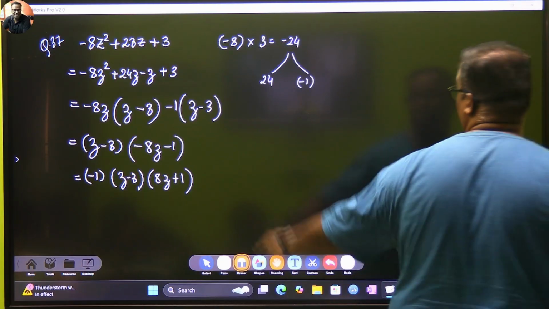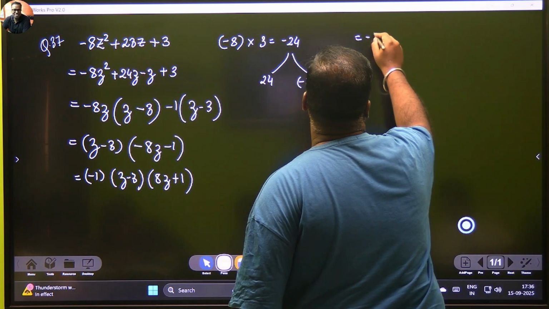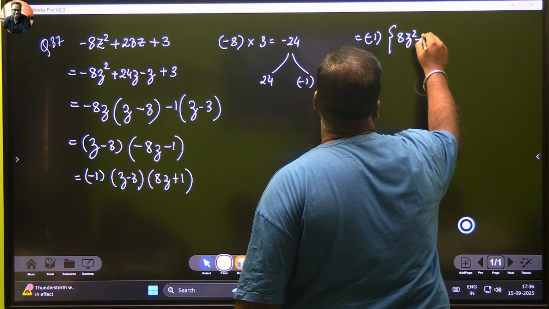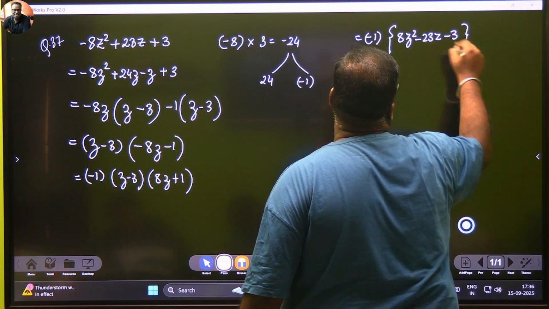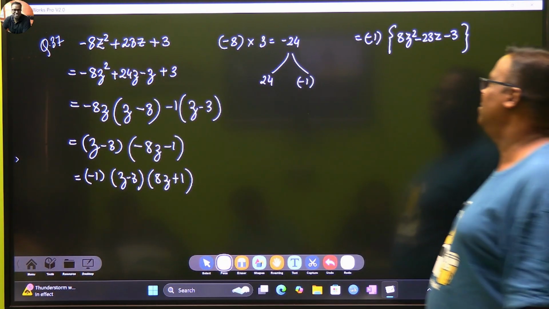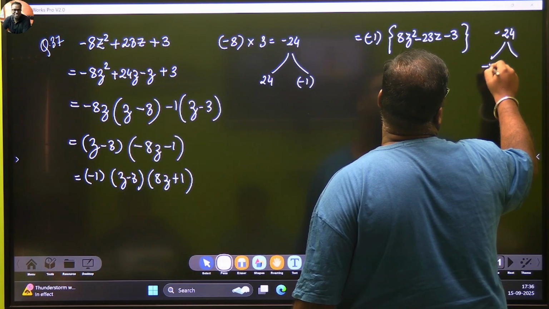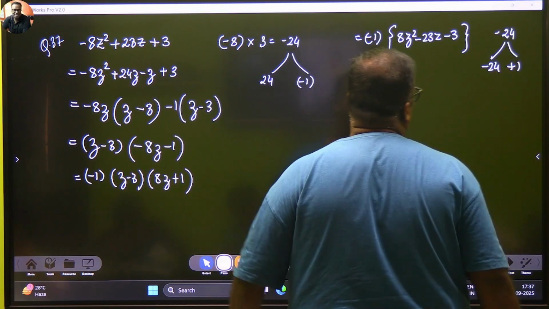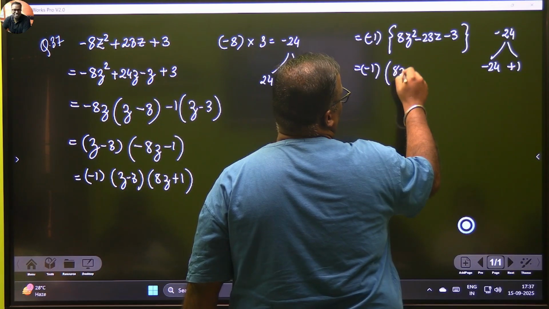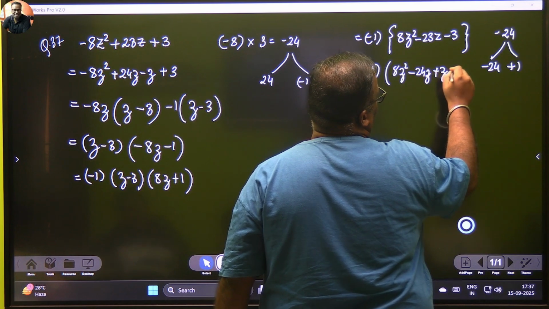Let's say I would have taken the minus 1 common initially itself. Then my whole problem would have been like this. Negative 1 and this side would have been 8z square minus 23z minus 3. Now your job becomes easy. So now your product is how much? Negative 24. So now you will take negative 24 and positive 1. Then only you will get a negative 23z. So minus 1 is common. This becomes 8z square negative 24z plus z and minus 3.